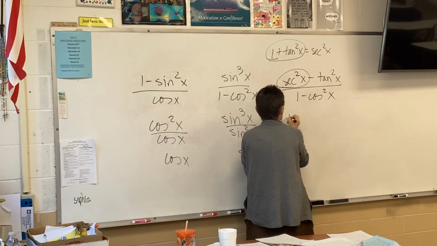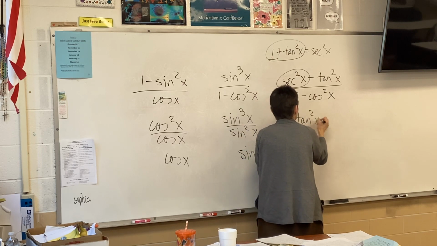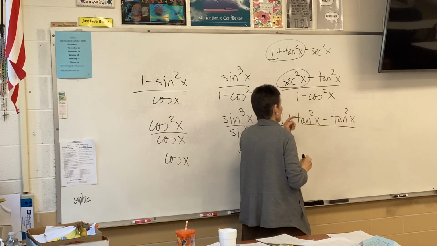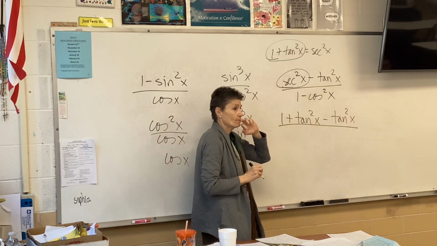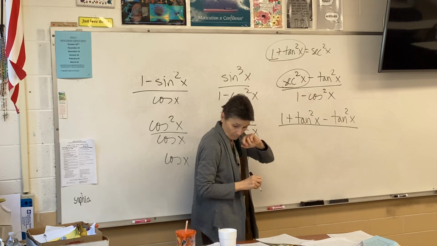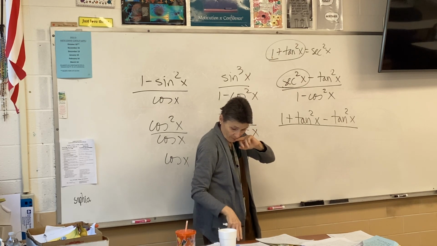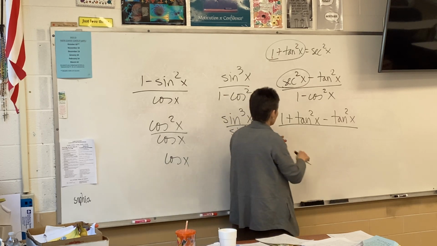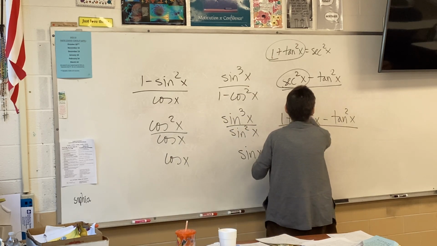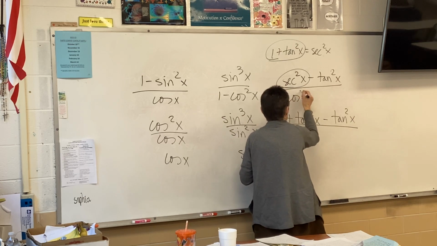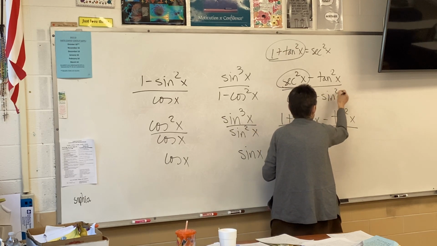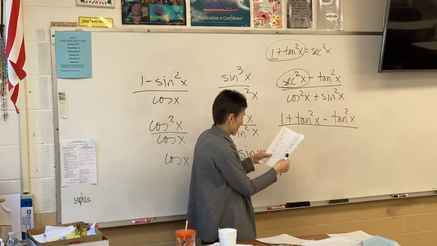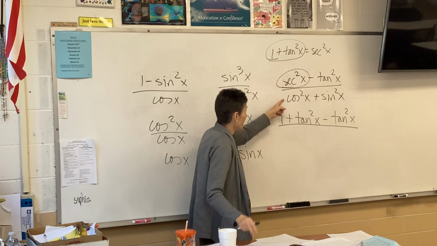So then we have 1 plus tangent squared minus tangent squared over, whoa. What about the bottom? Did I copy this right? I want to make sure. For which problem am I doing? 20. Oh, it's supposed to be cosine squared plus sine squared. Do I have this copied right? Now I do. Okay.